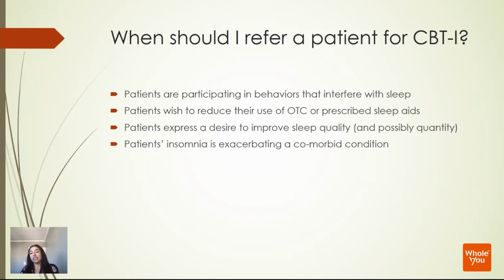If patients are saying that they really would like to come off of their use of over-the-counter or prescription sleep aids, then CBTI can be a really nice tool for that. If patients are expressing a desire to improve their sleep quality and possibly quantity, remember, quality is always the focus over quantity, but we hope to get them to a point where we can also increase the quantity. Or if the patient's insomnia is exacerbating some sort of comorbid condition that they're presenting with.